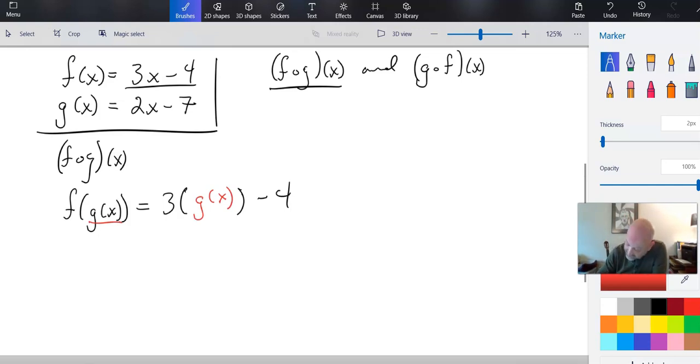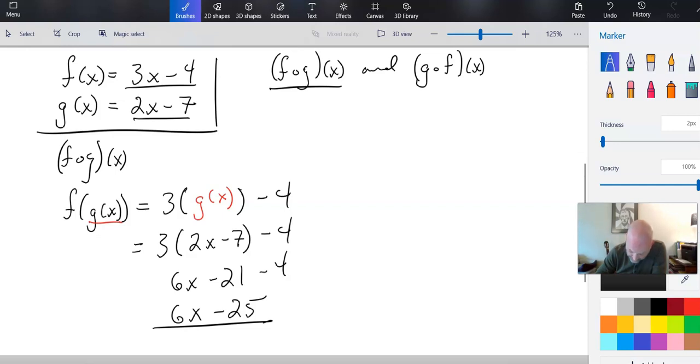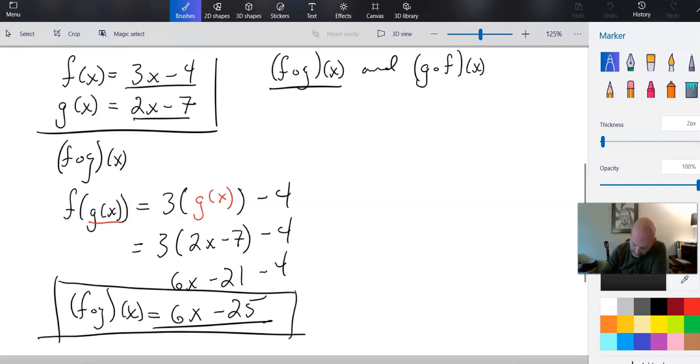Okay, well, we know what g of x is. So I can take this, the 2x minus 7, and put it in for g of x, right? And now from here, I just need to simplify my expression. So that's going to be 6x minus 21 minus 4, and that leaves me with 6x minus 25, right? And so my composition is this expression, right? That's the composition function.